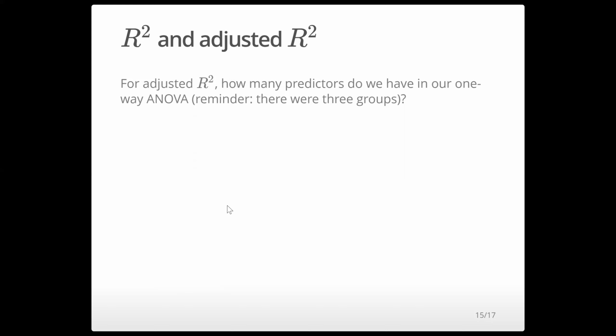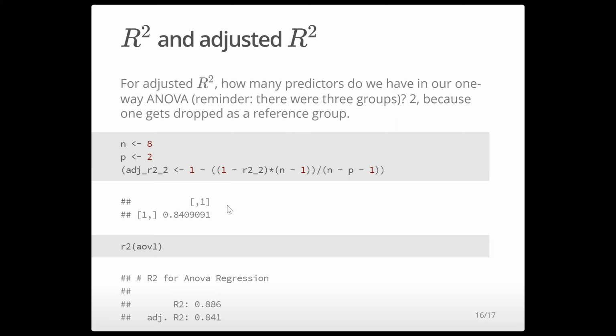For adjusted R squared, how many predictors do we have in our one-way ANOVA? If there were 3 groups, that means that P equals 2, because one group gets dropped as the reference group. That doesn't have a beta predictor associated with it. So we can get our adjusted R squared here, and again, it matches up to our result from the R2 function.